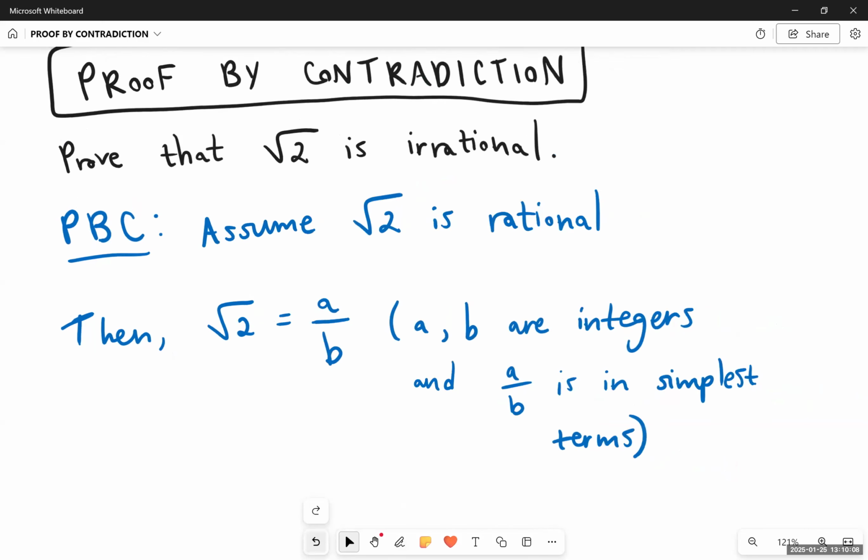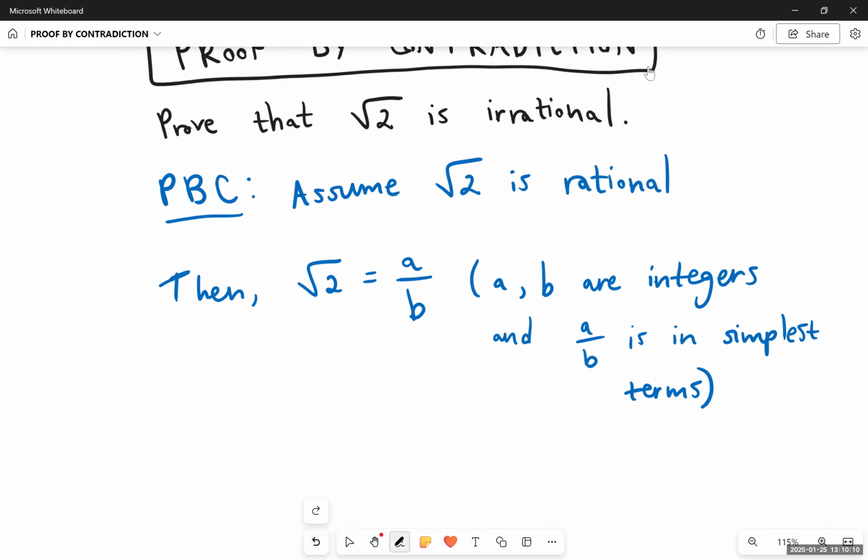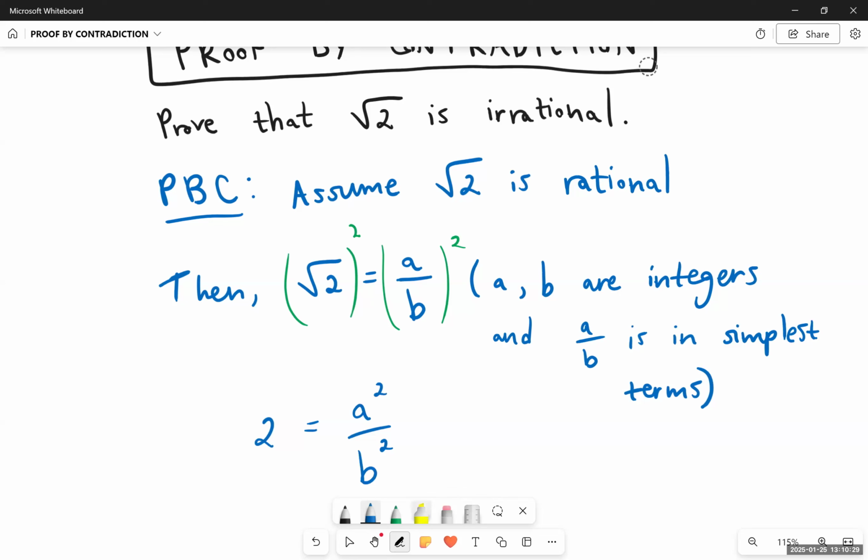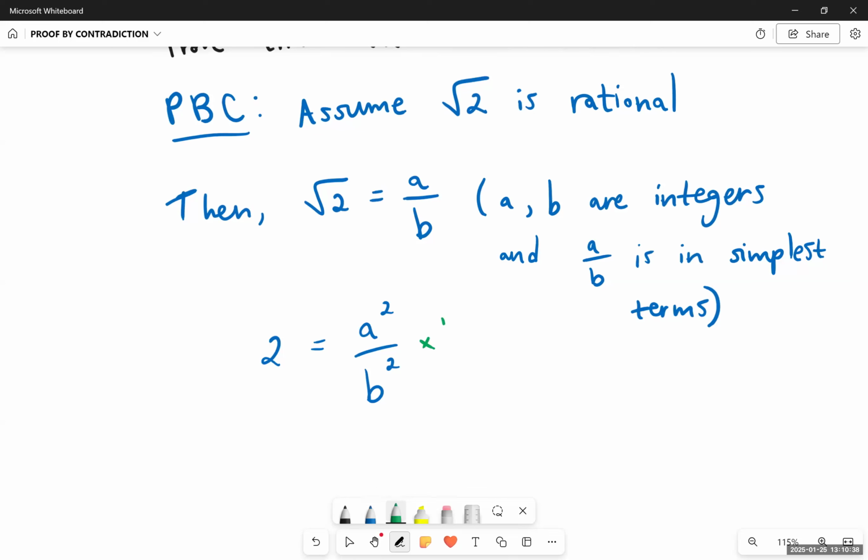We're going to work with the ratio form of root 2 in simplest terms, and from there, I want to get rid of that square root. So why don't I just square everything? And so what that looks like when you square the left and the right is you end up with this equation, or equality. Now let's move some things around, like that b squared can move up to the other side if I multiply both sides by b squared. Then I'll end up with 2b squared on the left, a squared on the right.